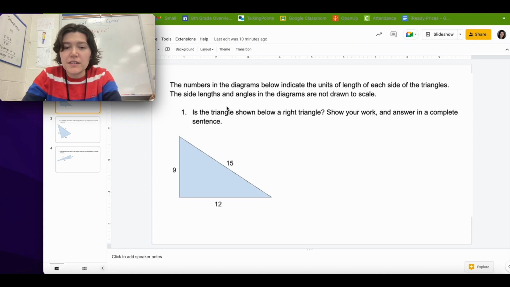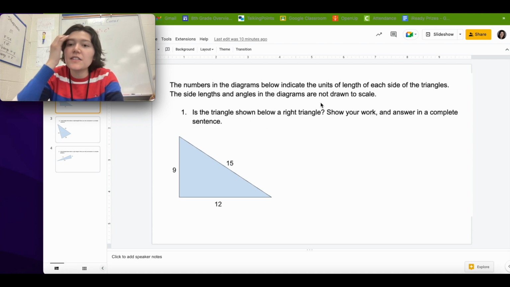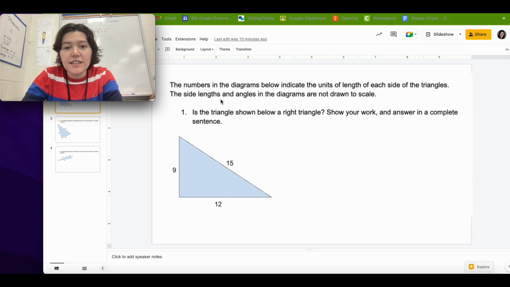Okay, so here we have an example. The numbers in the diagram below indicate the units of length of each side of the triangles. The side lengths and the angles in the diagram are not drawn to scale. So just because this might look like a right angle doesn't mean it's necessarily a right angle. It could be like 89.9 degrees or 91 degrees, right? We don't know. It's not drawn to scale, so we can't be sure. So we're trying to figure out, is the triangle a right triangle? Show your work and answer in a complete sentence.